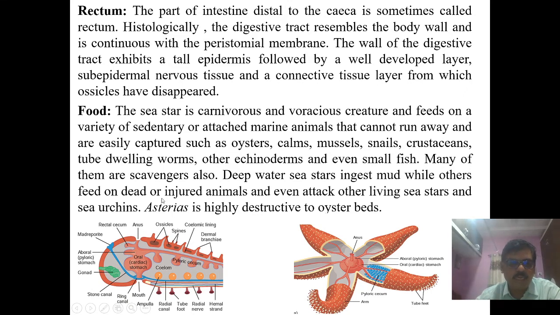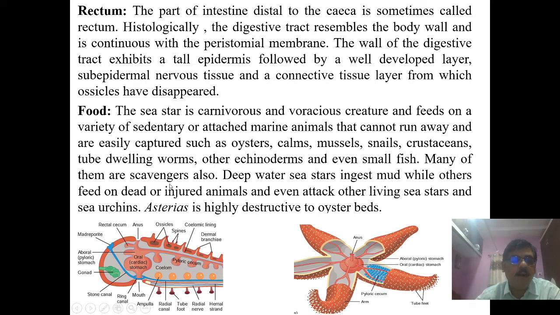Then the food of the sea star or the starfish. The sea star is a carnivorous and voracious creature that feeds continuously, and it feeds on a variety of sedentary or attached marine animals that cannot run away. Means it feeds on sedentary animals which remain at one place or attached to the substratum. They feed on such organisms that cannot run away and are easily captured, such as oysters or bivalves, clams, mussels, snails, crustaceans or tube-dwelling worms. Other echinoderms and even small fish also.